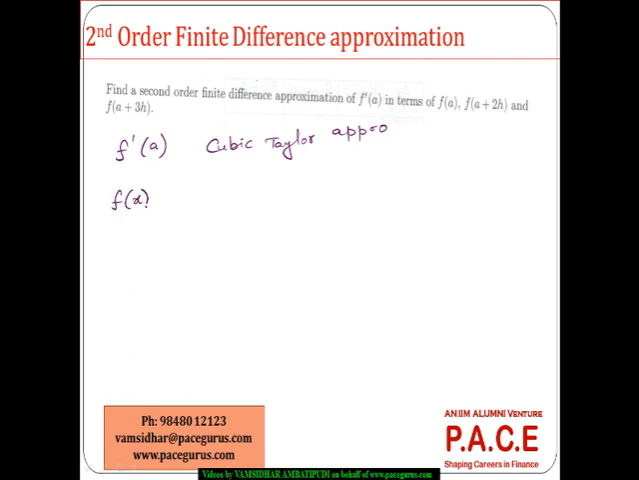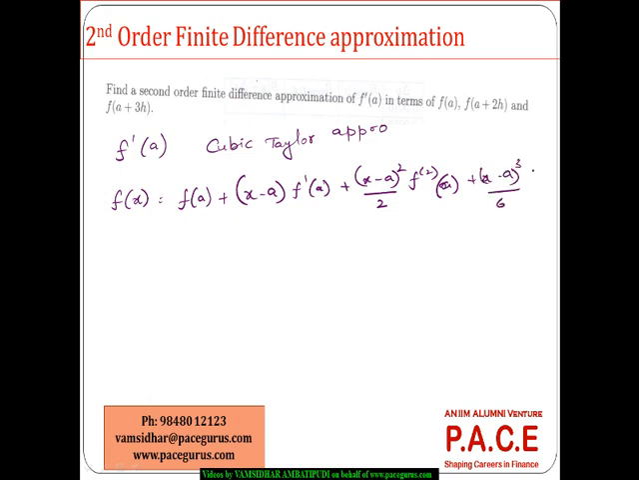So simply put, f of x works out as f of a plus x minus a times f dash of a plus x minus a whole squared by 2 times the second derivative of a plus x minus a whole cube by 3 factorial, which is 6, times the third derivative of a, and some kind of big O notation for x minus a whole to the power of 4. So here I am looking at x equal to a plus 2h. I am also substituting x equal to a plus 3h. So based on this, let's say I want to look at f of a plus 2h.